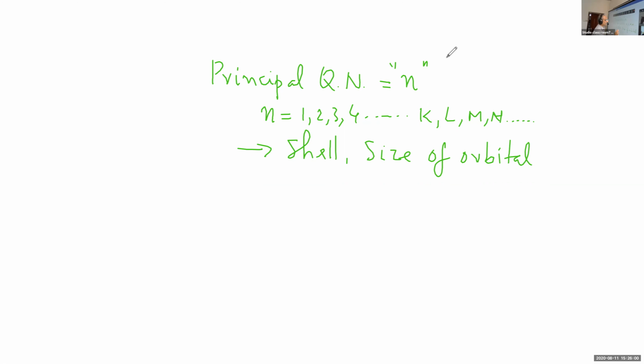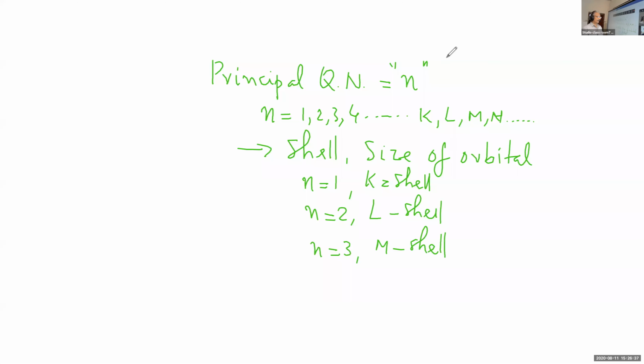Say, if the principal quantum number n is equal to 1, immediately we can say it is the K shell. Suppose n is equal to 2, then it is the L shell. Similarly, if n is equal to 3, then we can say it is the M shell, etc.